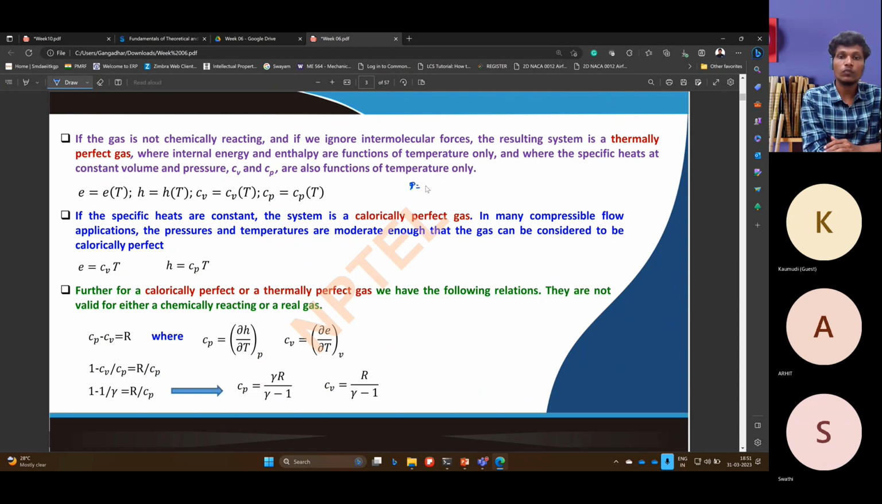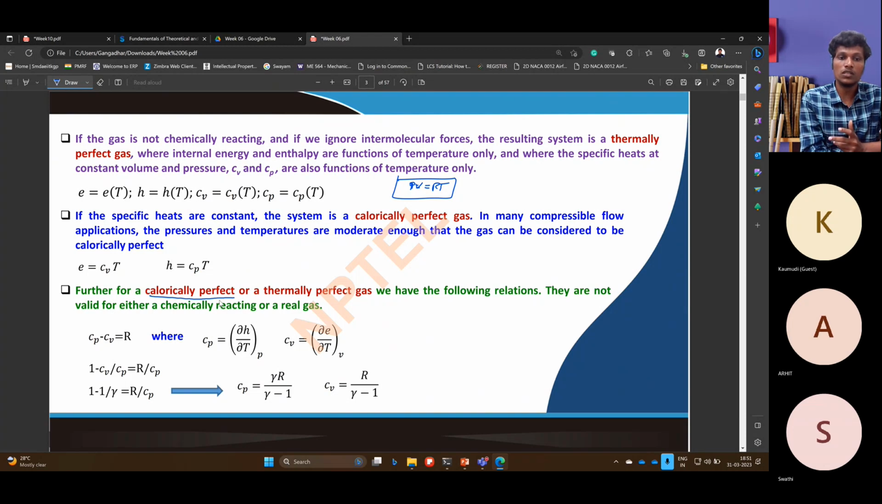But in this concept, our entire content moves on one main equation, PV equals RT, or P equals rho RT. The entire concept relates pressure, density, and temperature. So the first thing is to define whether the gas is calorically perfect or thermally perfect. Those definitions we clearly mention.